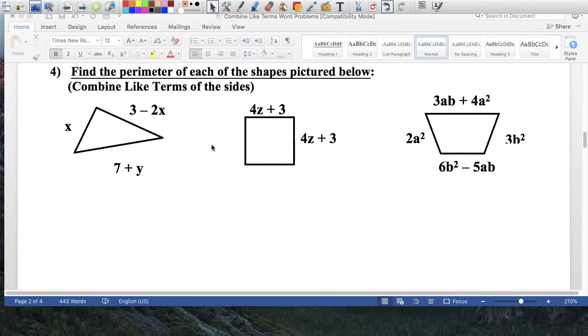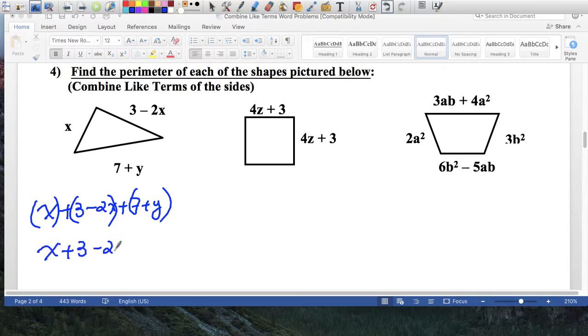Find the perimeter. So for these ones, perimeter is the distance around a particular figure, so we have to add. The first one is x plus 3, minus 2x plus 7, plus y. I should have written it this way, with everything in parentheses, and then remove them. Hopefully, once you understand that nothing's going to change because we're adding, you might even be able to skip that step. But in the beginning, maybe you want to make sure you identify your terms by putting parentheses around them.